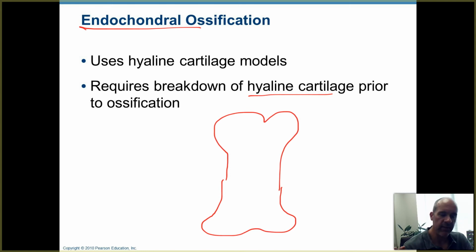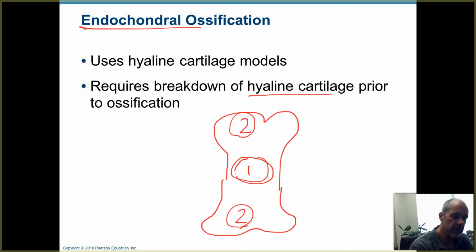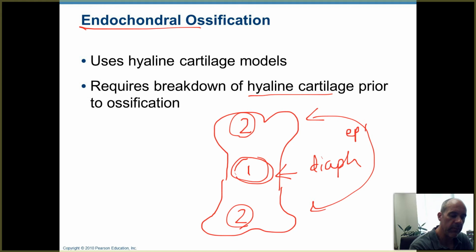And as we're going to see, it's a multi-stepped process, and ossification will first occur starting in the diaphysis of the long bones, the skinny part in the middle, and then later the epiphyses will ossify. So diaphysis ossifies first, and then later your epiphyses are going to convert over to bony tissue.